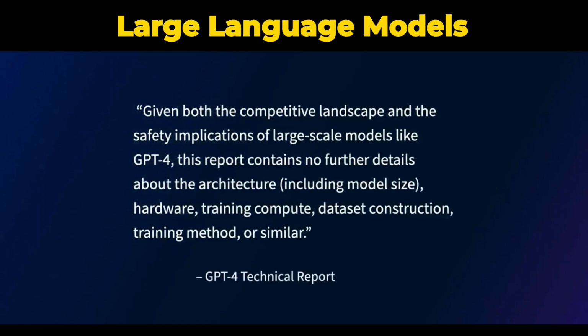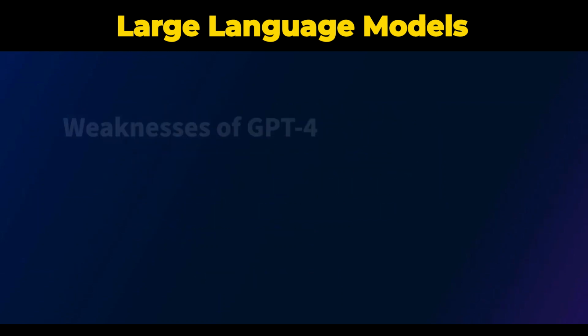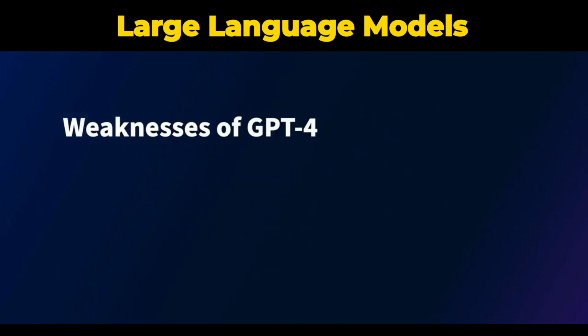In their GPT-4 paper, they say, "Given both the competitive landscape and the safety implications of large-scale models like GPT-4, this report contains no further details about the architecture, including model size, hardware, training compute, dataset construction, training method, or similar." Now, although GPT-4 performs very well, it has some limitations. There are at least three areas that need some work.